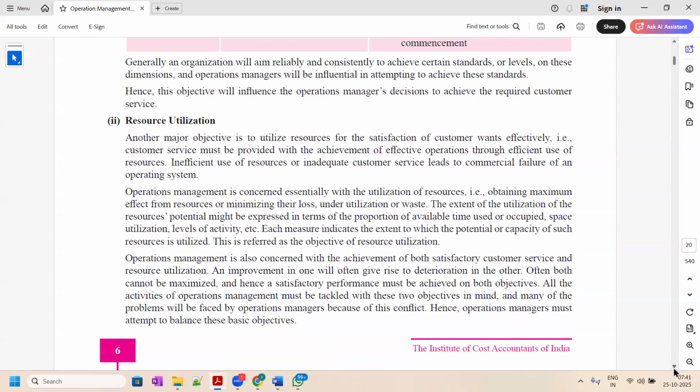So generally, an organization will aim reliably and consistently to achieve certain standards or levels on these dimensions. An operation manager will be influential in attempting to achieve these standards. So hence, the objective will influence the operation manager's decisions to achieve the required customer service. So can you just brief me on what customer service is all about?